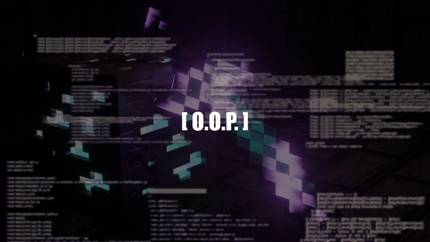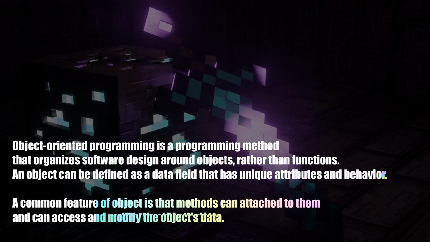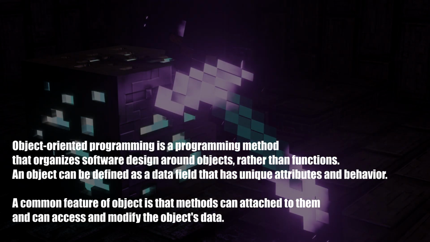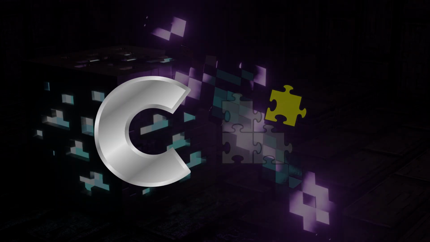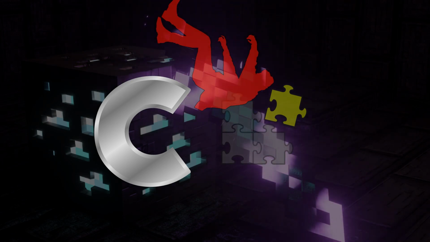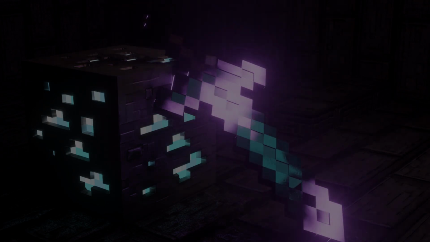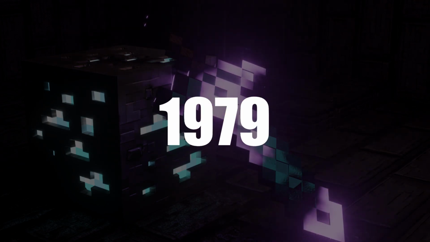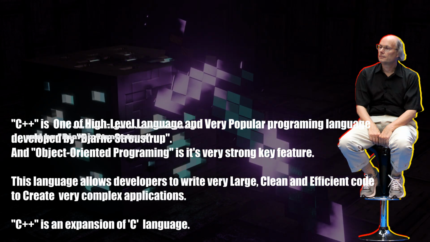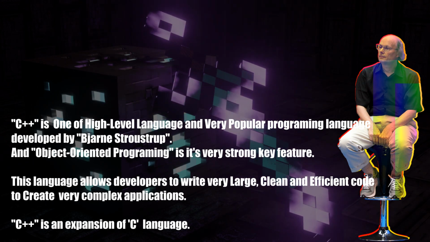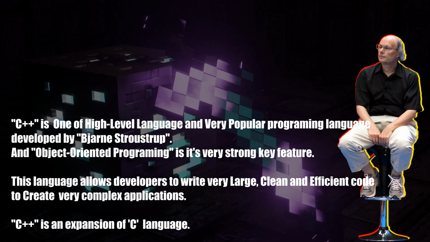Now what is it? Well, OOP stands for Object Oriented Programming, and with this method we can create bigger projects compared to C language, because at that time C language didn't have that feature and it was a major drawback for C language. So to tackle this issue, a new language came in 1979, which was C++, developed by Bjarne Stroustrup. However, C++ is a successor of C language because all features in C++ were inherited from C language.